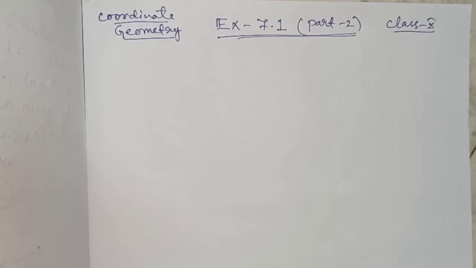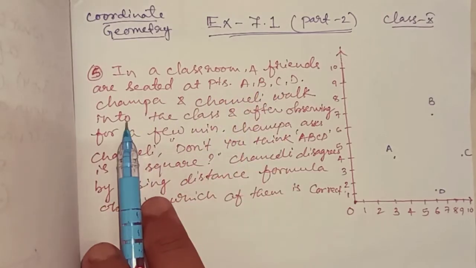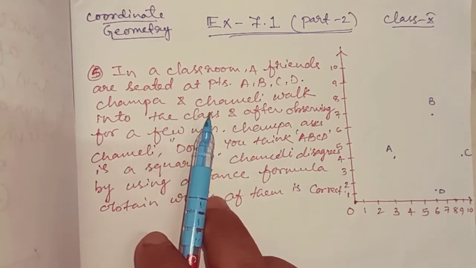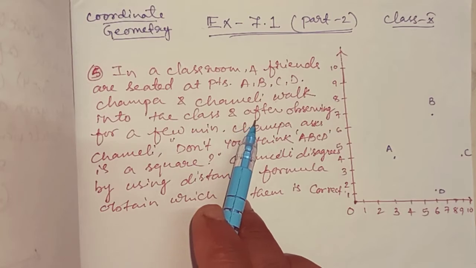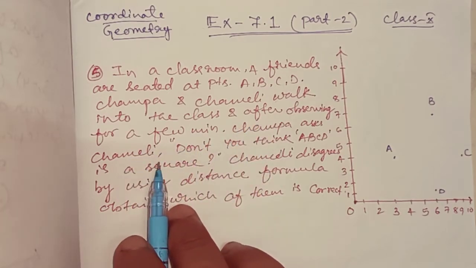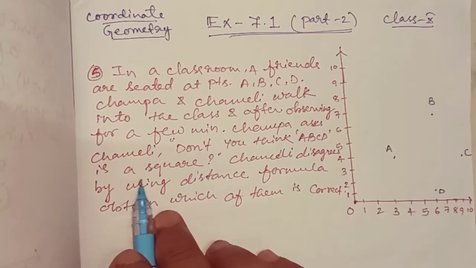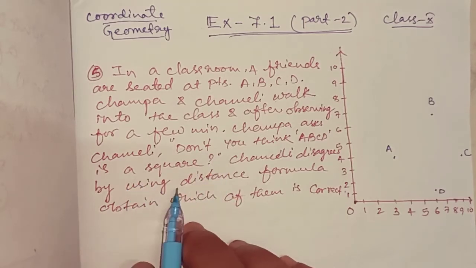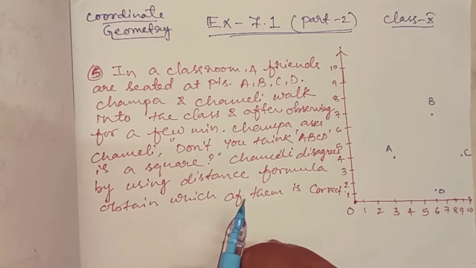In question number 5 it is given: in a classroom, friends are seated at points A, B, C, D. Champa and Chameli walk into the class, and after observing for a few minutes, Champa asks Chameli, "Don't you think ABCD is a square?" Chameli disagrees. By using the distance formula, find out which of them is correct.